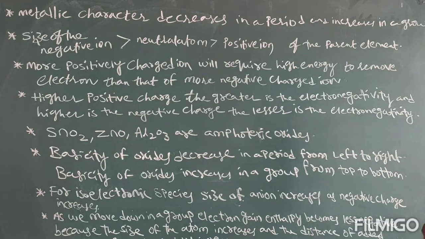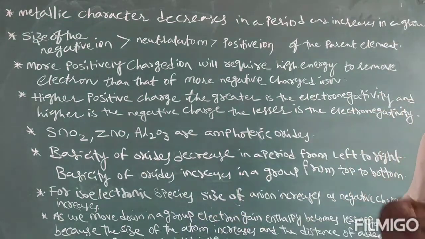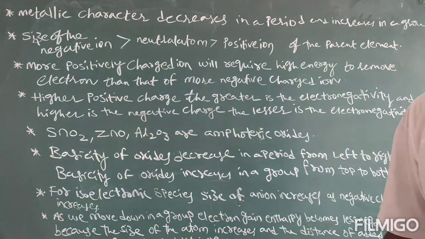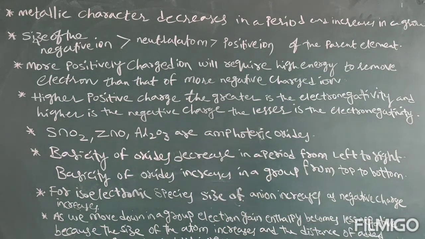And next, electronegativity. When it comes to electronegativity, the higher the positive charge, the larger the electronegativity. And the higher the negative charge, the lesser the electronegativity. In the case of cations, if the charge is more, it means more electronegativity. In the case of anions, the higher the negative charge, the lesser the electronegativity.